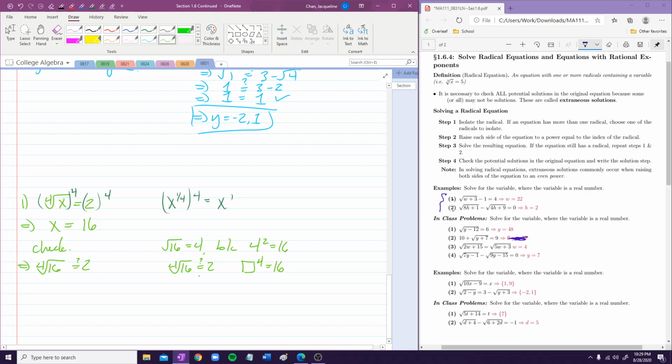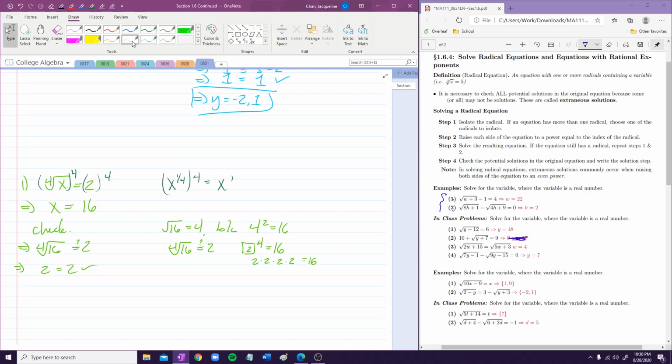So the fourth root of 16 is 2, because 2 times 2 times 2 times 2, 2 to the fourth, is equal to 16. So the 2 is equal to 2. This is a solution.